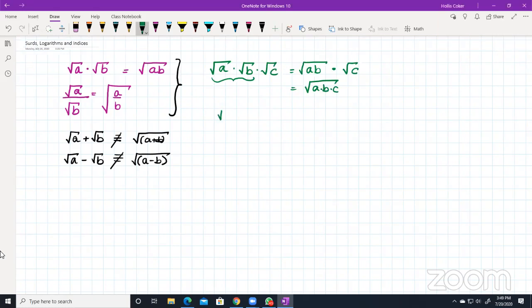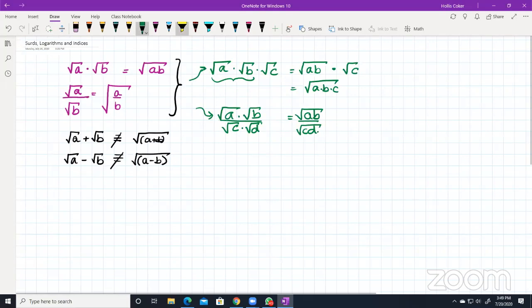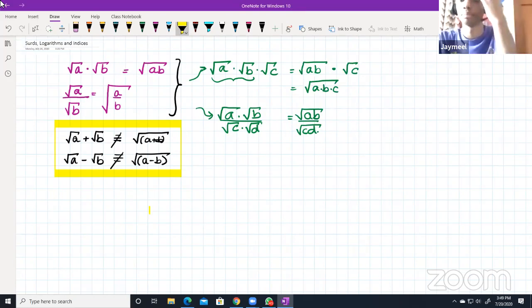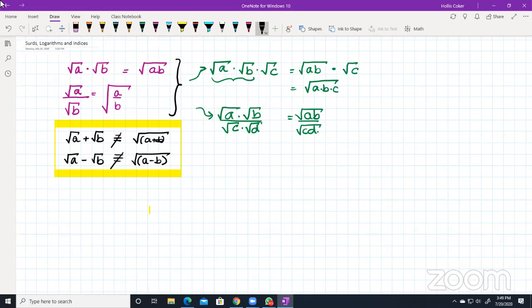Similarly, the root of a times the root of b, divided by the root of c times the root of d, can be written as: take a and b and find the root of that, and divide by the root of c times d. Okay, these two are correct. All right, remember that these here are not correct in that box.